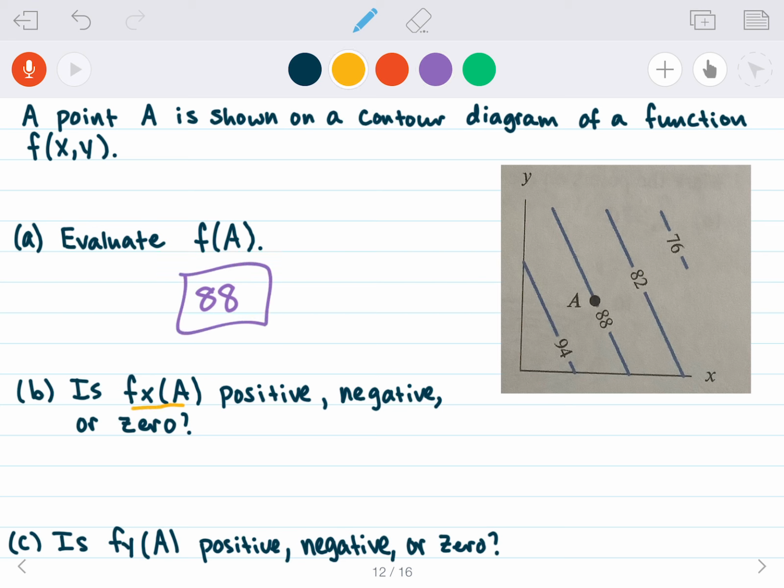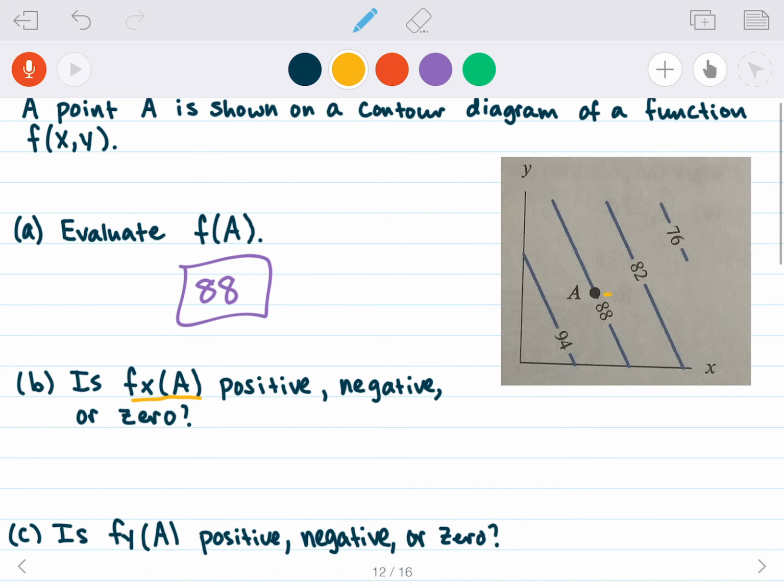So is the partial derivative with respect to x near A positive, negative, or 0? Okay, so when x increases a little bit, what happens to z? Well, if x increases just a little bit from A, are we going to be on a smaller z line? And the answer is yes, right? If we were to draw a contour line here, we would be somewhere between 88 and 82, noticing that the farther to the right I go, the smaller my z values are. So this is going to be negative.